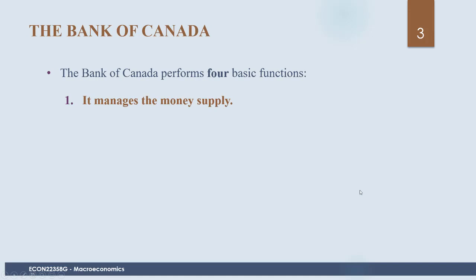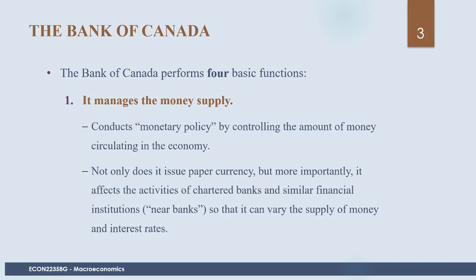First, it manages the money supply. So it conducts monetary policy by controlling the amount of money circulating in the economy. Not only does it issue paper currency, but more importantly, it affects the activities of chartered banks and similar institutions called near banks. And so it can vary the supply of money and interest.